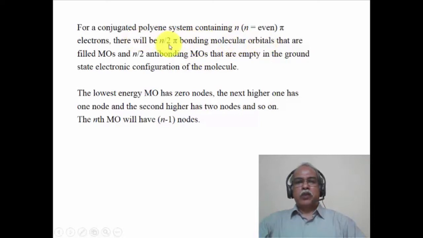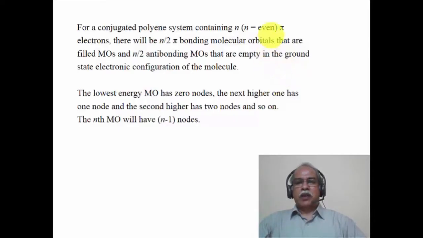So 4 by 2 will be 2. So 2 bonding molecular orbitals and 2 antibonding molecular orbitals will be present. If you take hexatriene, 1,3,5-hexatriene, there are 6 pi electrons. That means there should be 6 molecular orbitals.